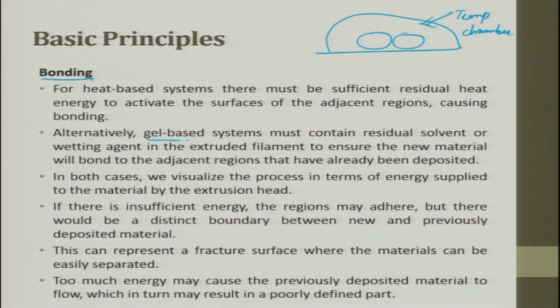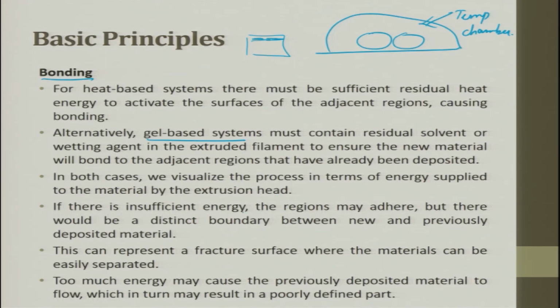Alternatively, a gel based system must contain residual solvent or wetting agent in the extruded filament to ensure the new material will bond to the adjacent region that has already been deposited. It is just like a glue stick on paper. You have glue put on the top and then you have a paper. So, it is something like that. In both cases, we visualize the process in terms of energy supplied to the material by the extrusion head.